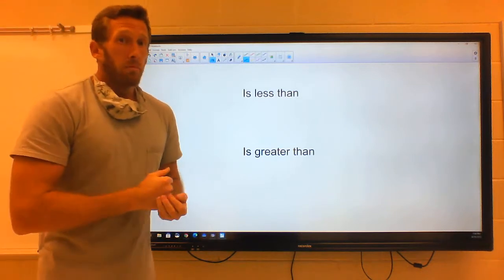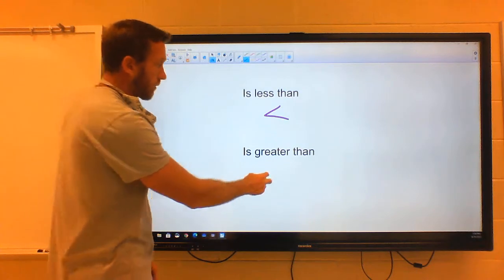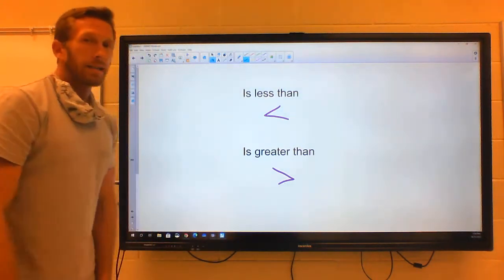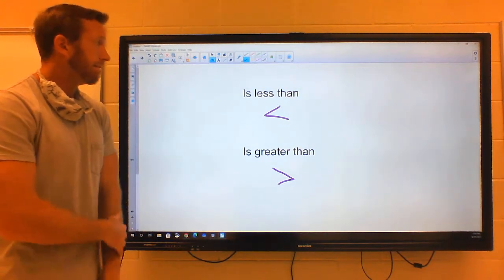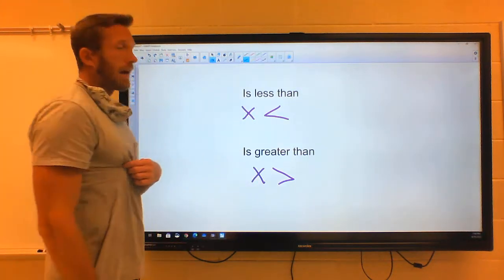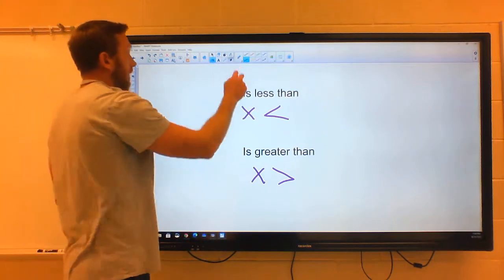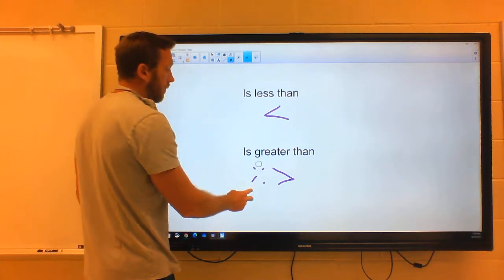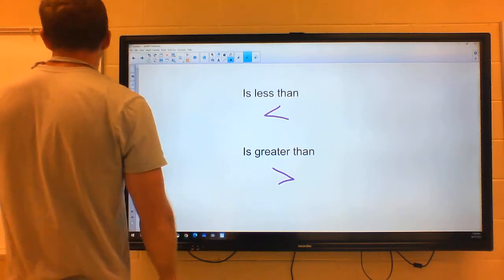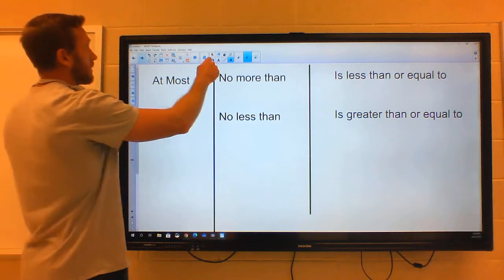Now let's go through some symbols. Is less than is that symbol. Is greater than is that symbol. Okay? We typically always write x on the left-hand side of those. X is less than something. X is greater than something if we were to say that. And that's how we solve them. All right? So now let's talk through some symbols here.